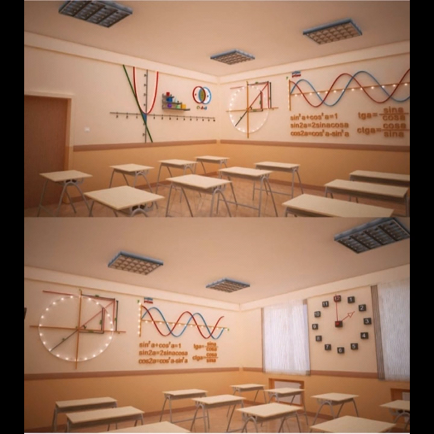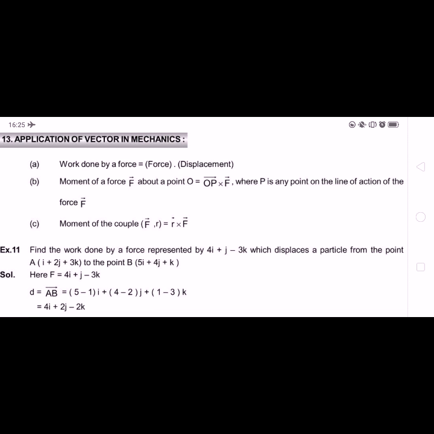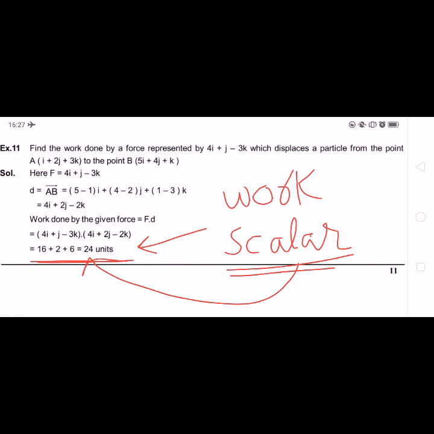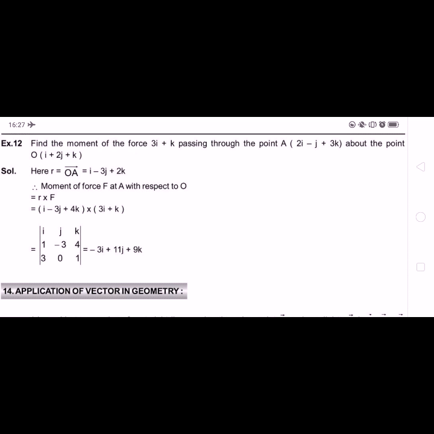We are going to learn a few applications of vectors. In mechanics, work done is F dot S, and moment of force, also known as torque, is R cross F. So how to find it? Let us say one example. Force is given and he has given AB. What is AB? It is B minus A. Then work done is nothing but F dot S, right?